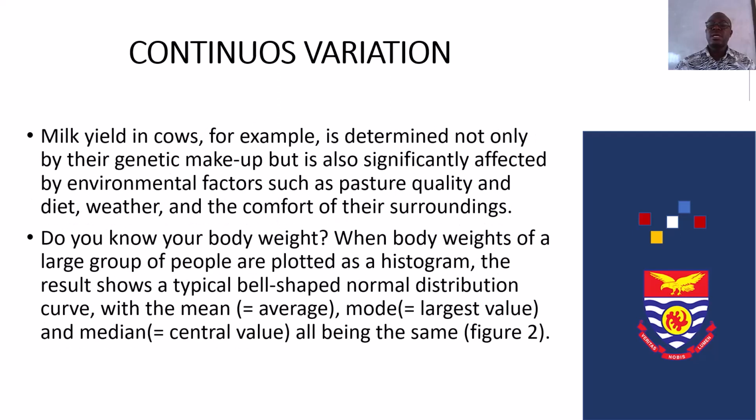Milk yield in cows, for example, is determined not only by their genetic makeup, but is also significantly affected by environmental factors such as pasture quality and diet, weather, and the comfort of their surroundings. Do you know your body weight? When body weights of a large group of people are plotted as a histogram, the result shows a typical bell-shaped normal distribution curve with the mean, that's the average, the mode, the largest value, and the median, that's the central value, all being the same, as in figure 2 in your textbook.